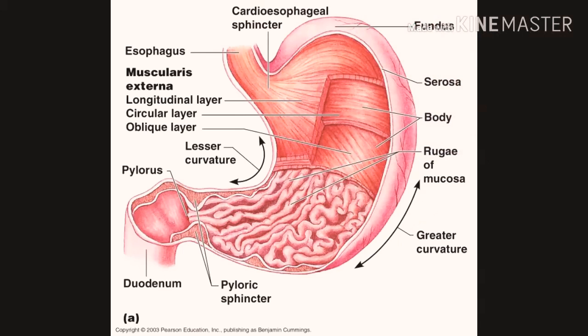Next is the esophagus. It runs from the pharynx to the stomach through the diaphragm. It conducts food by peristalsis. As I have mentioned, peristalsis is the alternating waves of contraction. It is the passageway for food only.